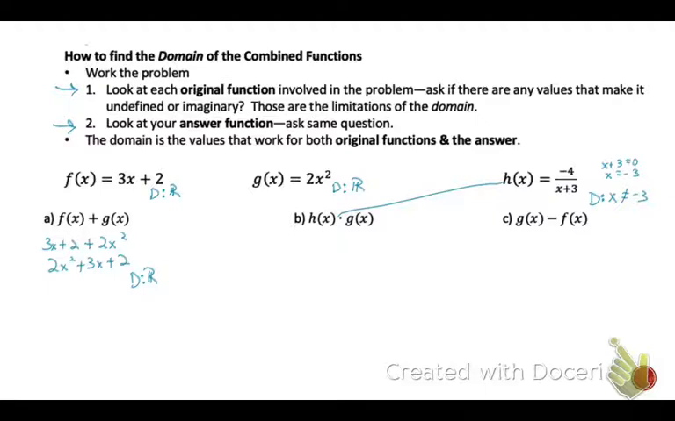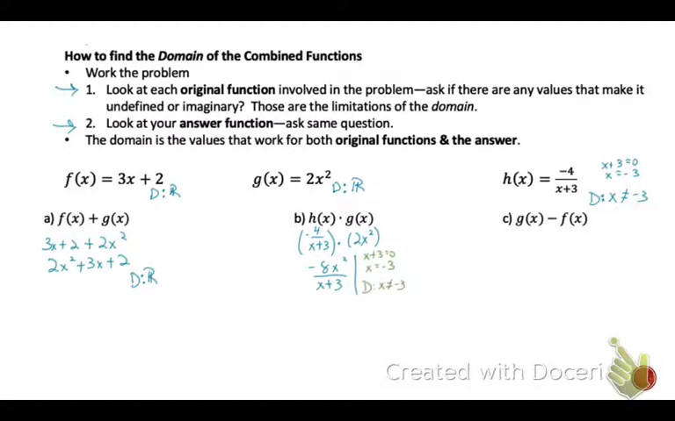Now let's look at b. Notice it tells us the problem is to take h of x and multiply it by g of x. So I go grab h of x, which is negative 4 over x plus 3, and multiply it by 2x squared. So I'm going to multiply my numerators together. Negative 4 times 2x squared gives me negative 8x squared. And then I have an x plus 3 in the denominator.